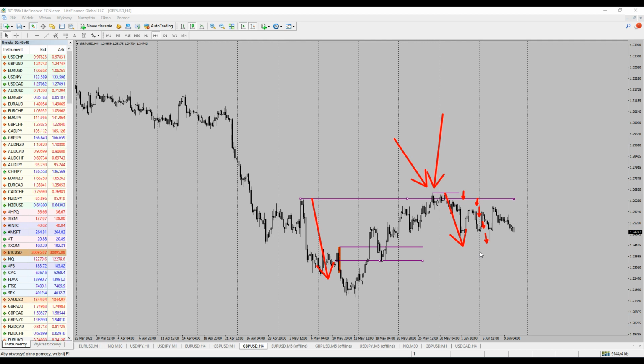With that being said, guys, I strongly encourage you to make hundreds of tests of this strategy. It's very easy for beginners, mid and advanced traders.